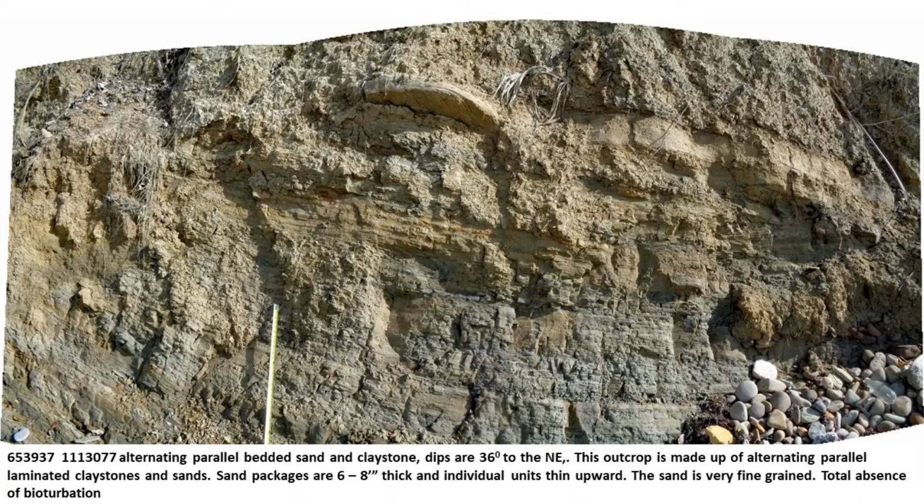At this first outcrop, we have alternating parallel bedded sand and claystones that dip at 36 degrees to the northeast. Sand packages are between 6 to 8 inches thick and individual units thin upwards. The sand is very fine grained and there is a total absence of bioturbation.